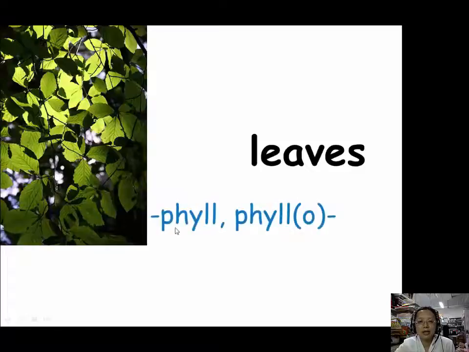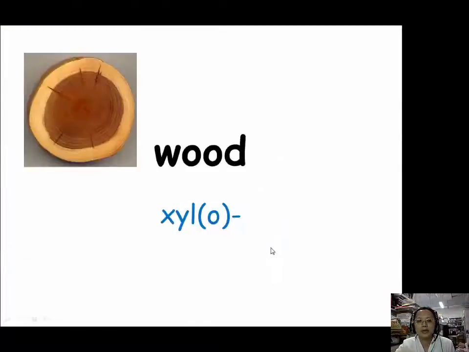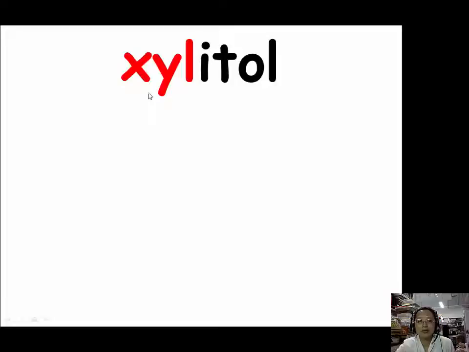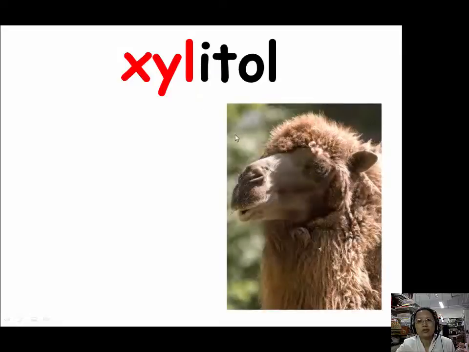For leaves, we have the suffix phyll, PHYLL, or prefix phyllo, PHYLLO. When we want to describe things that are related to wood, we have this prefix xylo, XYLO. Our example for xylo is xylitol. Notice that the O changes into I because of the pronunciation. Xylitol.